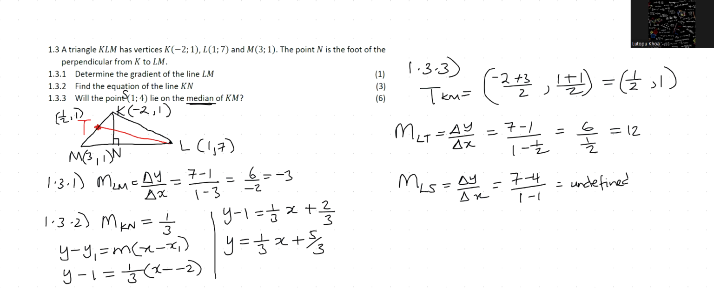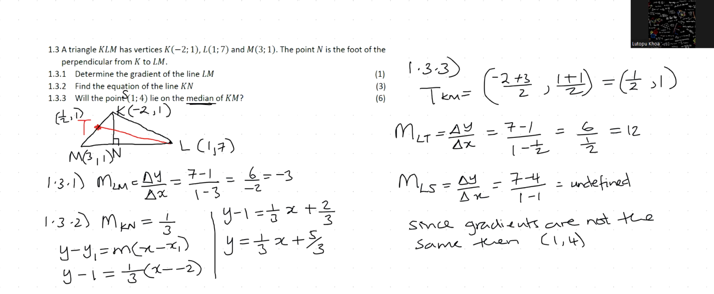And they're obviously not the same. This one is 12, this one is undefined. So we can say that since the gradients are not the same, then (1, 4) does not lie on the median. Okay, so that is one way to check and see if it lies on the median.